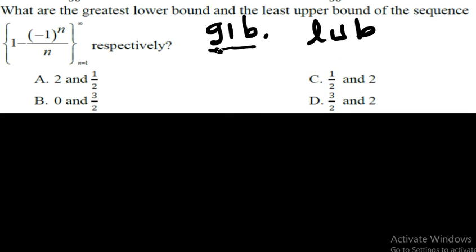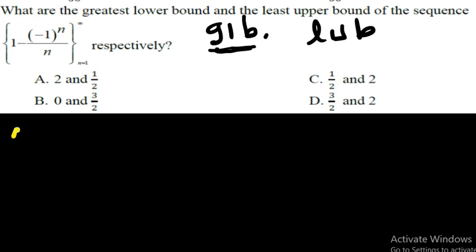Greatest lower bound means we are going to find the smallest of all the outcomes of this sequence, and the least upper bound means you are going to find the maximum or the largest of this sequence. So for this kind of sequence, by just substituting numbers, we are going to check the pattern. And finally, we are going to see the limit of this sequence as n goes to infinity.